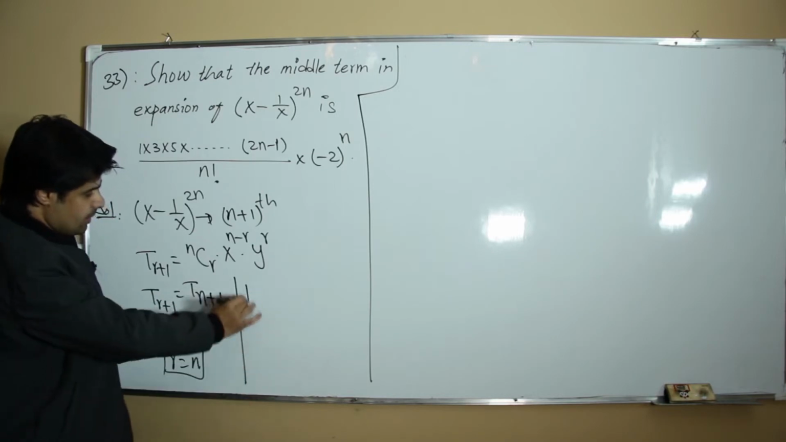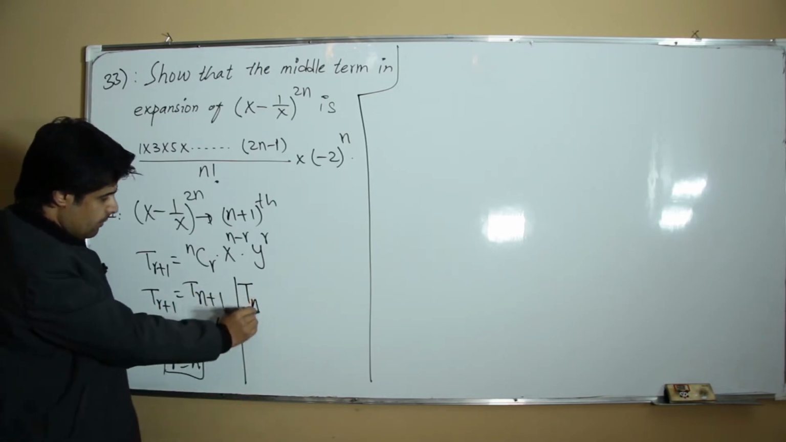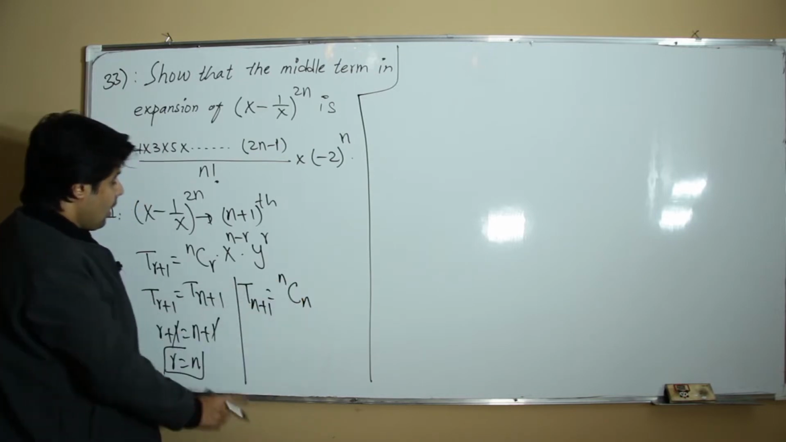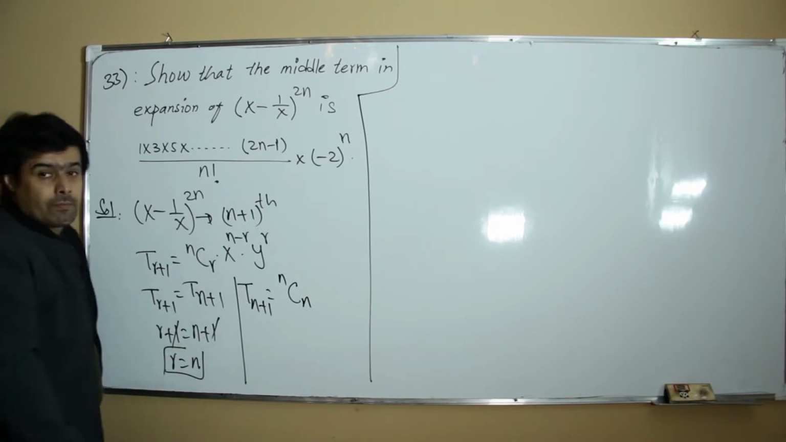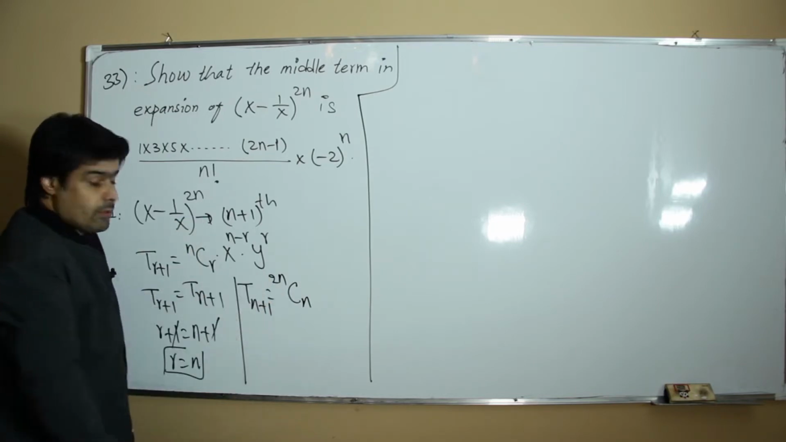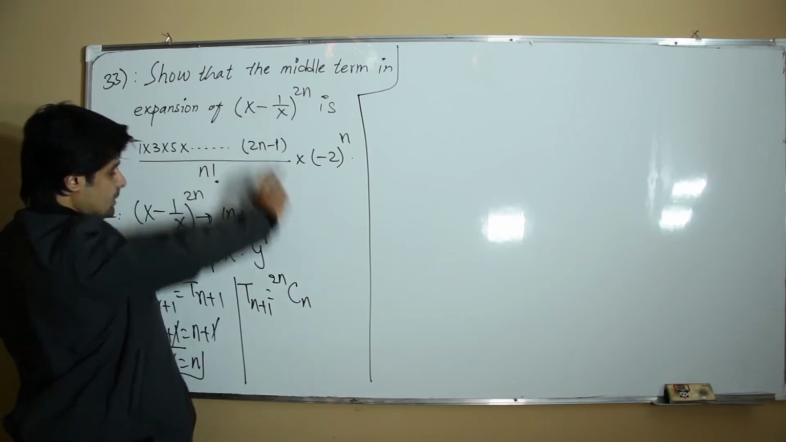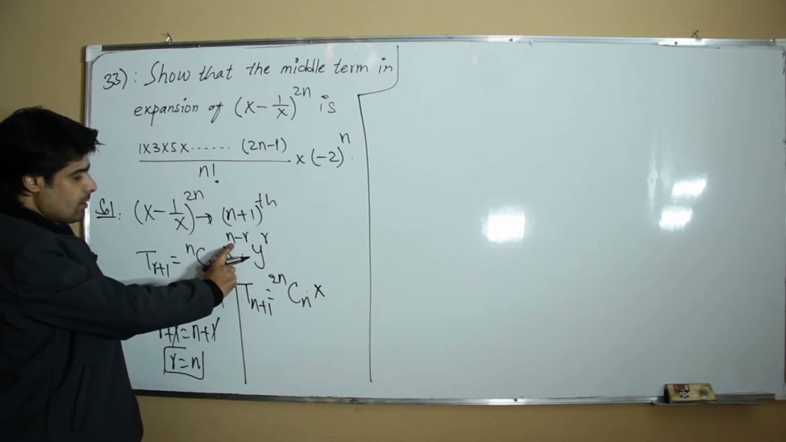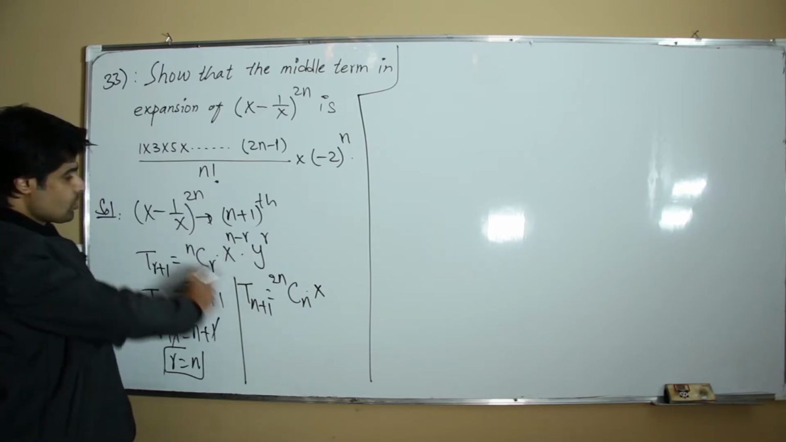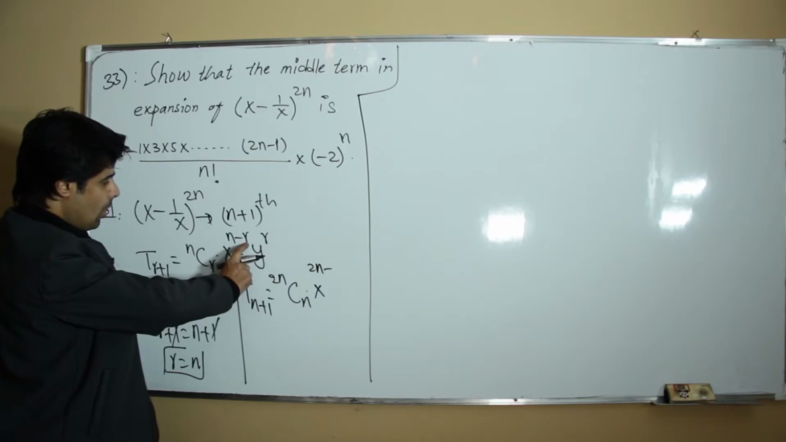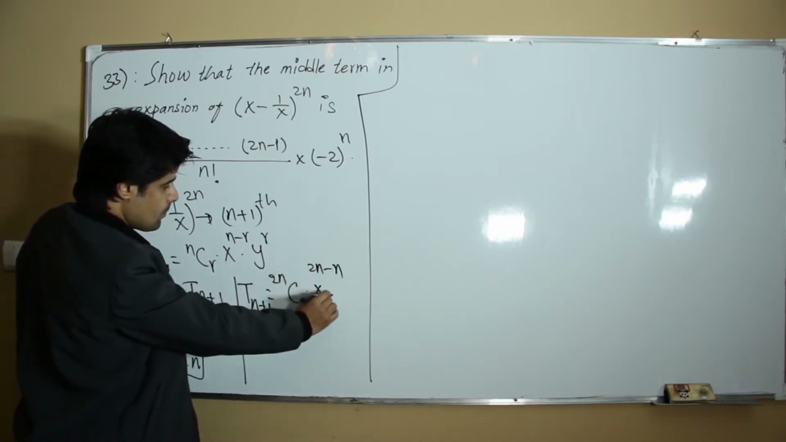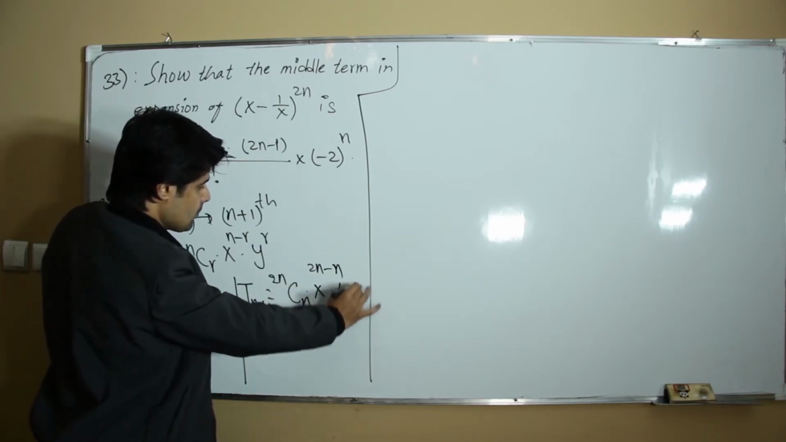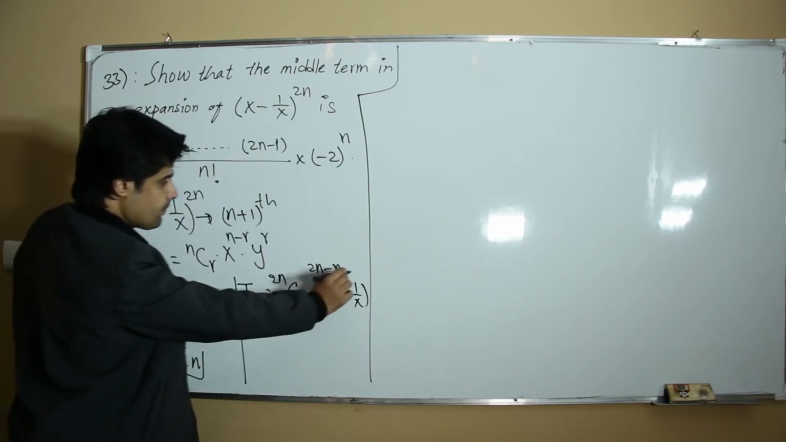First, I have to write here T n plus 1 instead of T r plus 1. It is nC r, with r replaced by n. The power n here is 2n, so we have to write 2n. X is x raised to the power n minus r. n is the power of the binomial expansion, which is 2n, minus r is n. Y is minus 1 divided by x, raised to the power r, which is n.